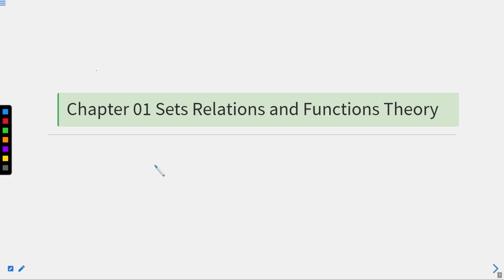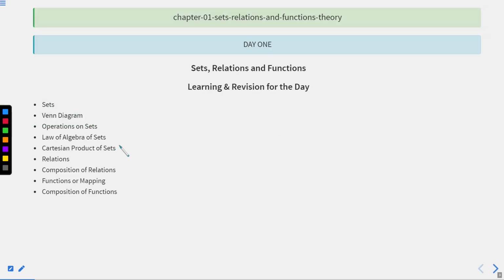Hello everyone. In today's lecture, we will study the theory portion of sets, relations, and functions. The contents in this lecture include: first, we will discuss sets. After that, we will discuss the Venn diagram. What is a Venn diagram? After that, we will discuss different operations on sets and the laws of algebra of sets. What is the Cartesian product of sets?